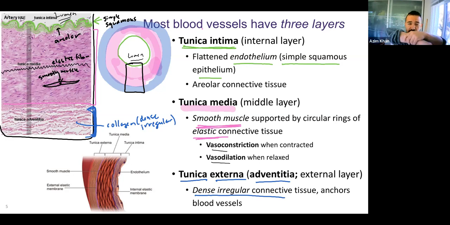And blood vessels, you know, we can massage and move around our body a lot. Blood vessels can be pressed upon and be completely fine. Cutting is not good for blood vessels, but contact and pressure is generally okay. And that's in large part because of the dense irregular connective tissue reinforcing the outside of it.